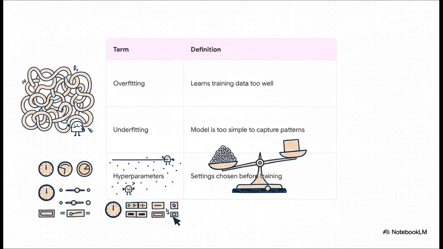Right, and that tuning step means you have to deal with some tricky concepts. You've got to avoid something called overfitting, which is where your model basically just memorizes the data you gave it, but it's useless on new stuff. And you have to avoid underfitting, where your model is just too simple to find any useful patterns at all. It's a real balancing act, and you adjust it using these little settings called hyperparameters. Think of them like the knobs and dials on your algorithm.